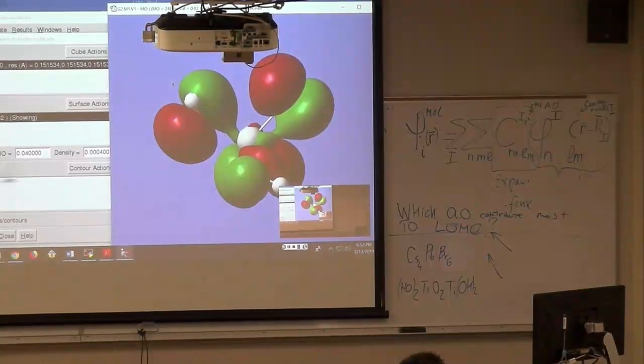Take a screenshot and put it in either Word or PowerPoint. Yes, PowerPoint. Excellent. Which orbital is this? Same as we did? Okay, so try to redo it with a smaller isosurface value, 0.06. Let me go back and click.